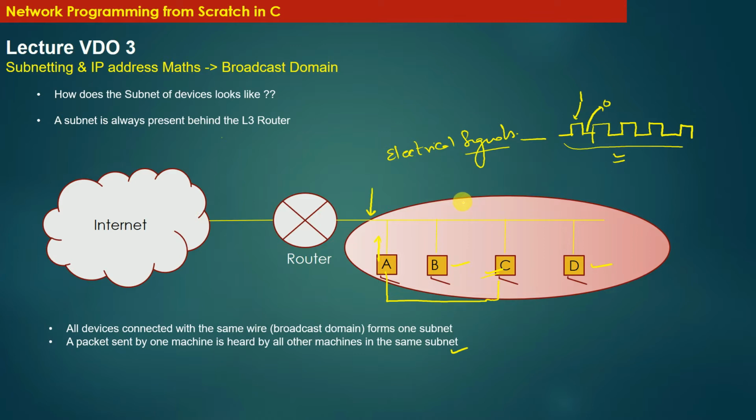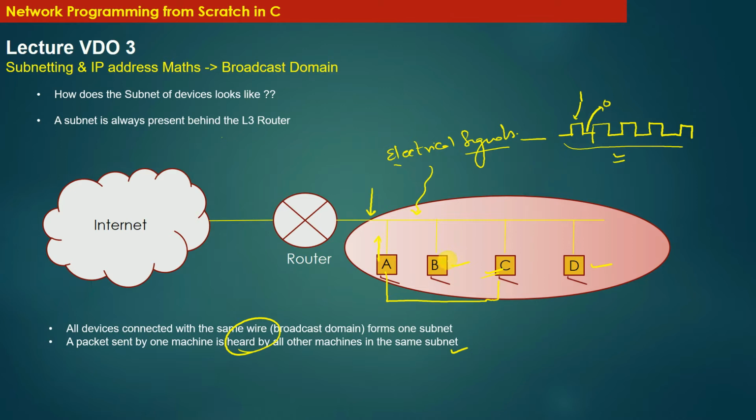Right? So this is the property of the wire, that if any two machines which are connected to the same wire communicate with each other, then the rest of the machines connected to the same wire also hear the packets that are being transmitted. Because at the end of the day, the packets are nothing but electrical signals which are placed on the wire. Now whether machine B and machine D want to detect those signals and process them or not depends on certain criteria.